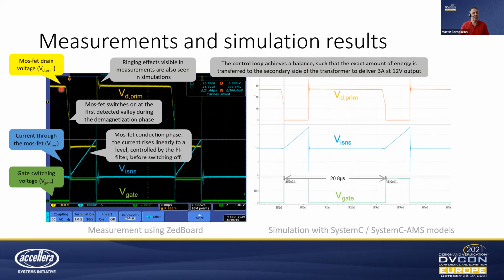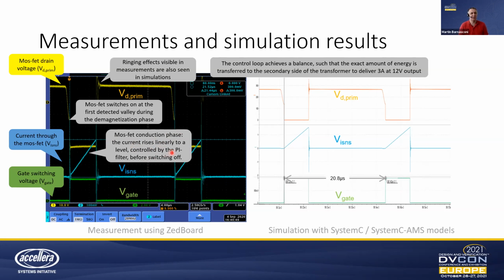For instance, here in yellow, the MOSFET drain voltage, which is actually where we start detecting the valley. You see the signal going down following a sinusoidal signal, and at its minimum, we detect what we call the valley. At that moment, we switch on the gate, which is the signal here in green, and then the MOSFET. We measure the current through the MOSFET, the so-called conducting phase, and that current rises linearly because of the filter, before it will switch off.